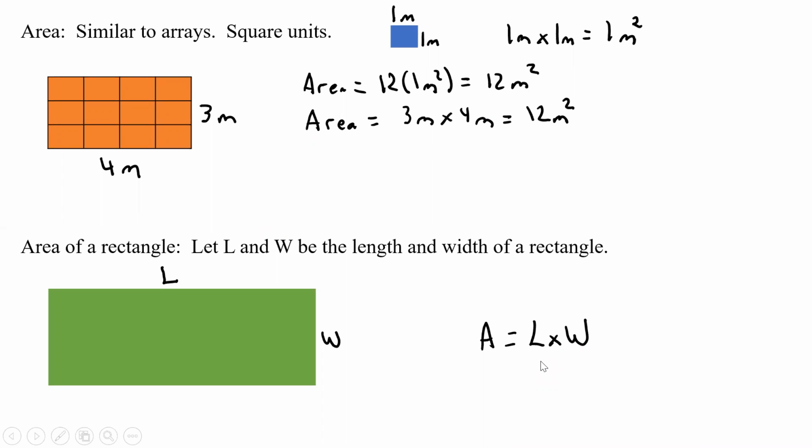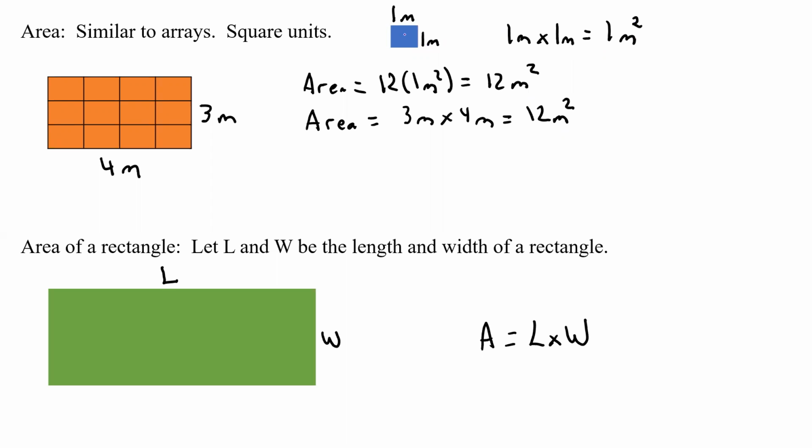It's similar to arrays. We have square units, and in this case, a square unit is basically just going to be some 1 unit by 1 unit item. Okay, so in this case, 1 meter by 1 meter. And if we take 1 times 1, we get 1. And meter times meter, we'll get meter squared. And so this is how we come across the area of this one little thing. That's 1 square meter in here.